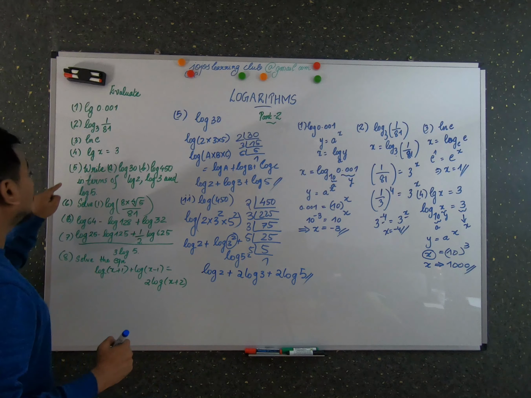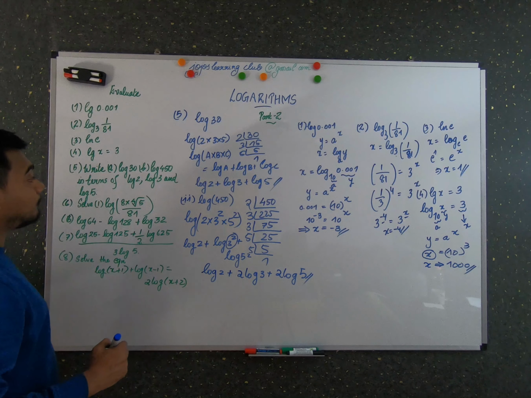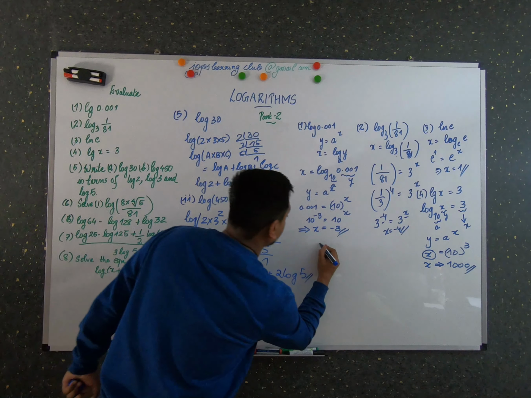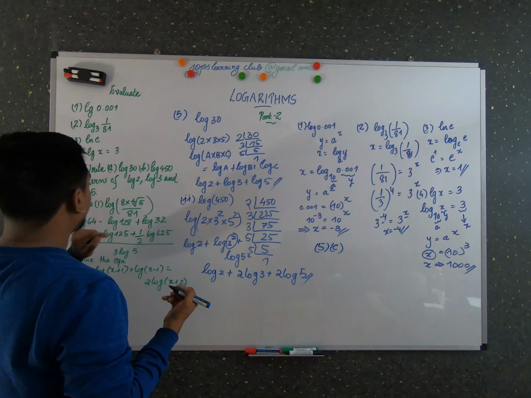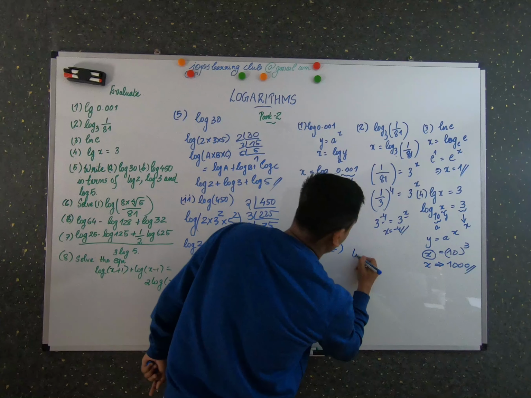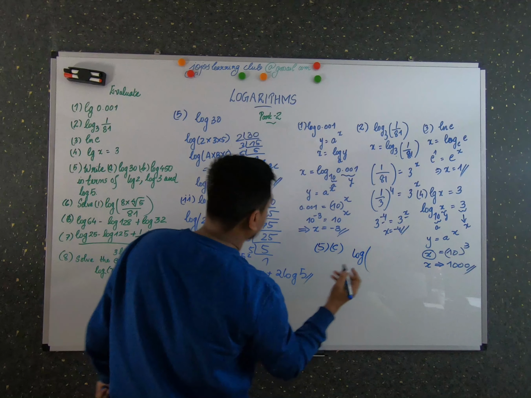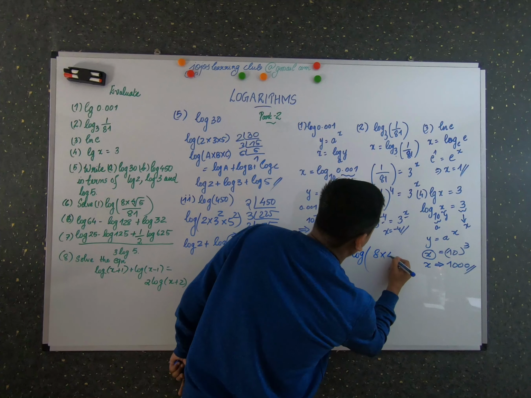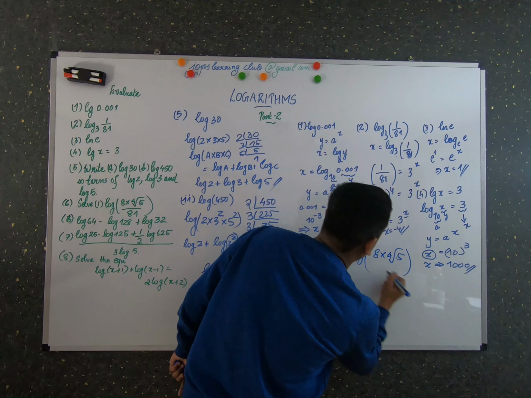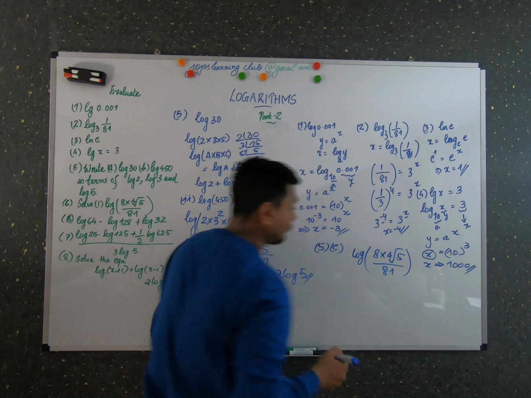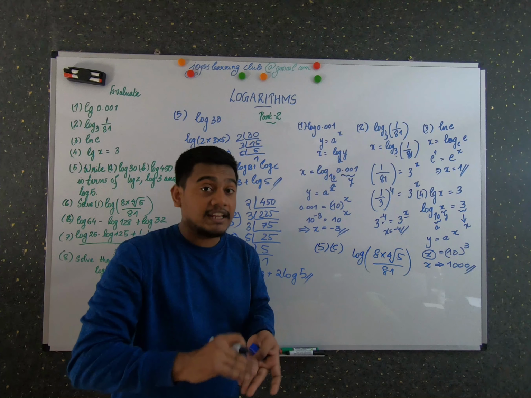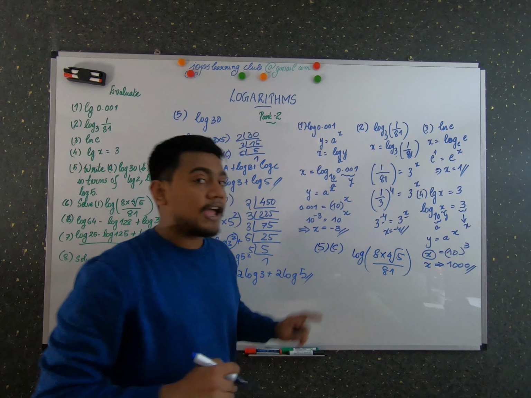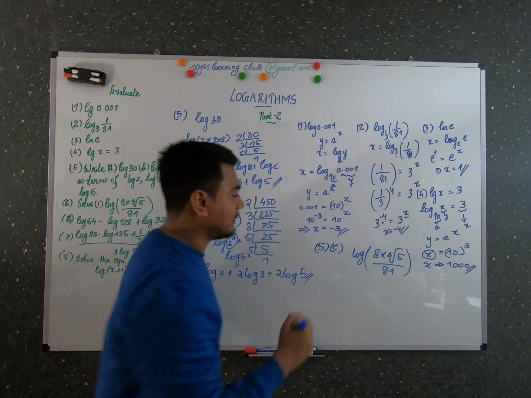And now let's do the last problem in this section 5. What is it? Section C. Solve log of 8 into 4th root of 5 by 81. You have to express these numbers in terms of 2, 3 and 5, right? For that, you have to take the factors.